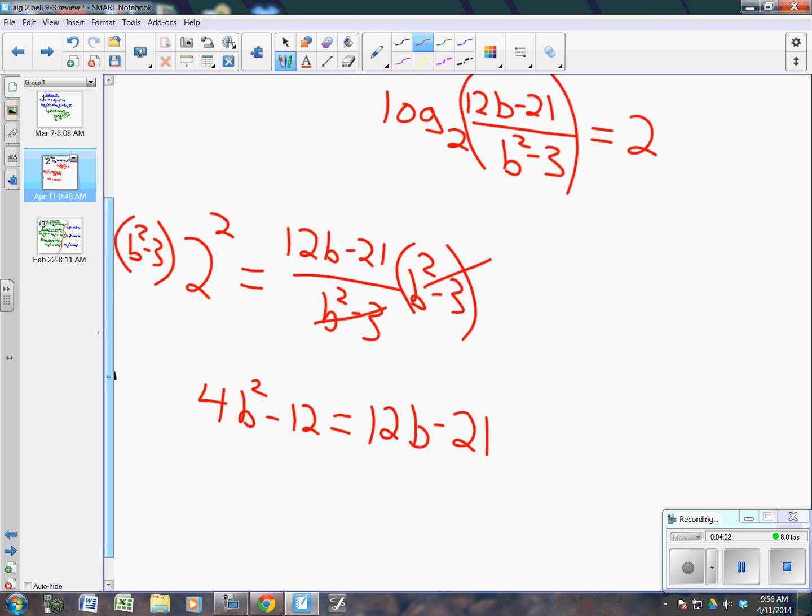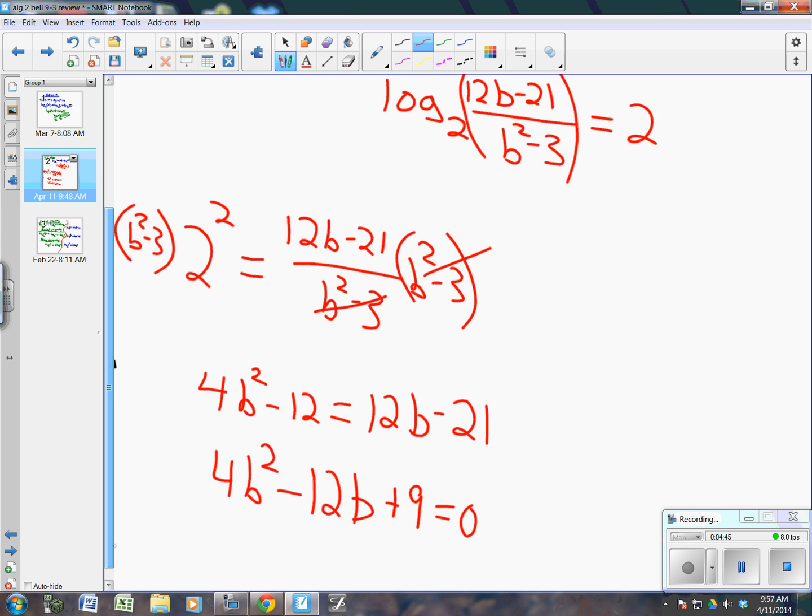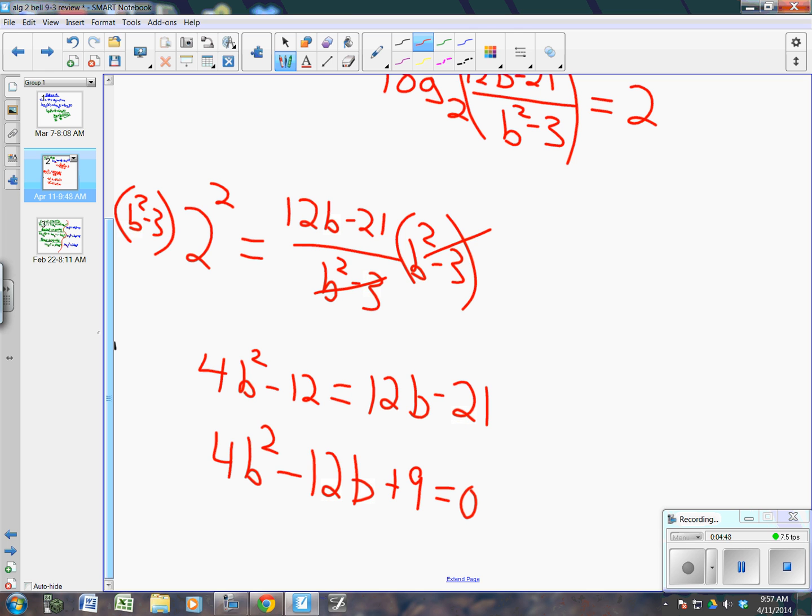Now what kind of equation did you say, JD? Quadratic. Now I have a quadratic. Yeah, so I got to get it equal to 0. So I have the 4b squared here. I subtract 12b from both sides. And I add 21 to this side, and that would give me 9. Okay, and so I have this quadratic equation right here.